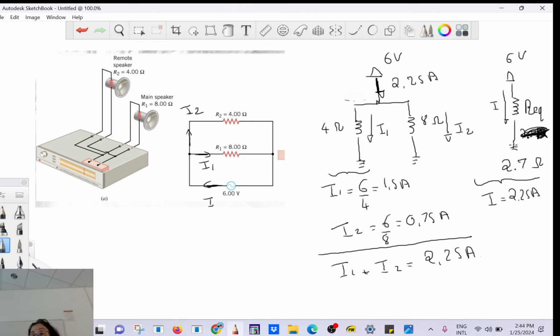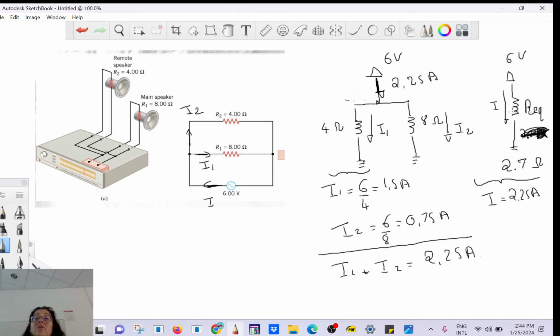Of course, you say, okay, what's the point to find the equivalent resistance? Why do we make it more complicated? It's because circuits can be more complex. You can have parallel connected to series and parallel again and so forth. So in that case, you will have to find the equivalent resistance.